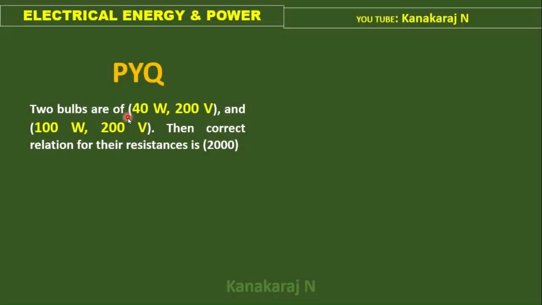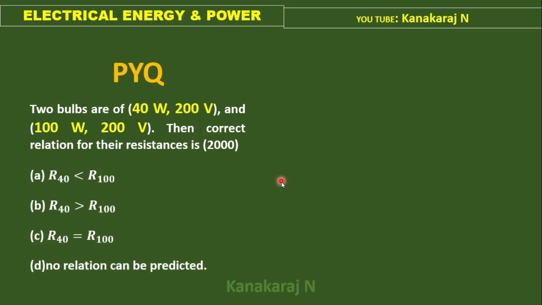Two bulbs are of 40 watt 200 volt and 100 watt 200 volt. Then what is the correct relation for their resistance? Four options are given. The relation between power and resistance is P equals V square upon R. In the two bulbs, the voltages are the same. So P is proportional to 1 upon R, so R is proportional to 1 upon P. That means the more the power, the less the resistance. So the 100-watt bulb has more power and less resistance. So option B is correct.